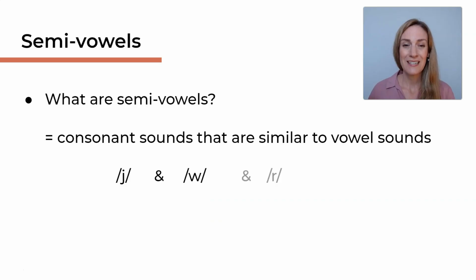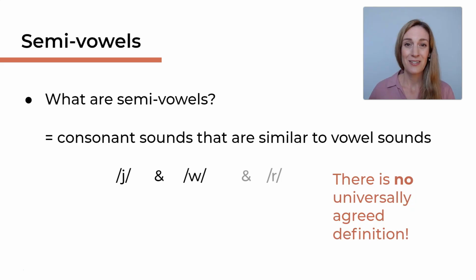Now, sometimes there's also r. And I just want to highlight that there is no universal definition when it comes to semi-vowel sounds. So you might find that in some books, people also consider r a semi-vowel. It's also sometimes called a glide, a transitional sound between words. So just bear that in mind.